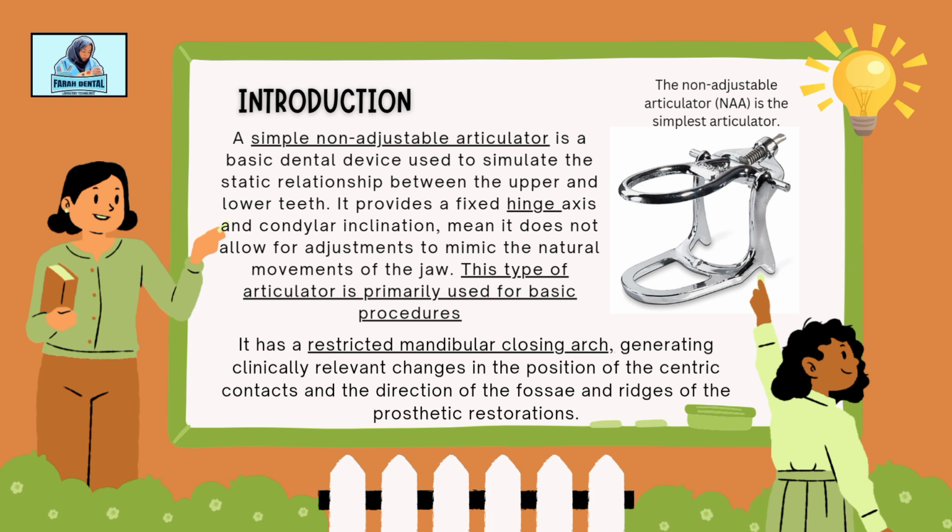It is a simple non-adjustable articulator, a basic device used to simulate the static relationship between the upper and lower teeth. It provides a fixed hinge axis and condylar inclination, meaning it does not allow adjustment to mimic the natural movement of the jaw. This type of articulator is primarily used for basic procedures because it has a restricted mandibular closing arc, generating clinically relevant changes in the position of the centric contact and the direction of force and ridges of the prosthetic restoration.